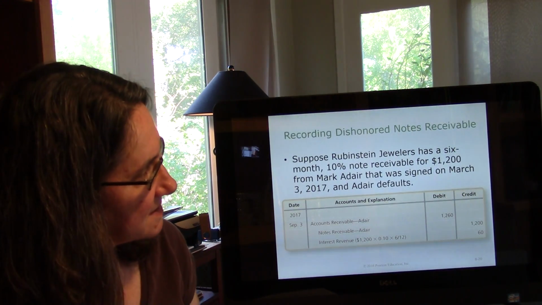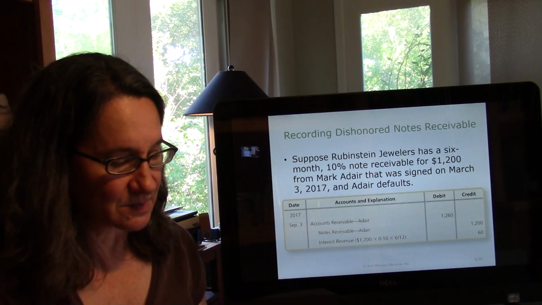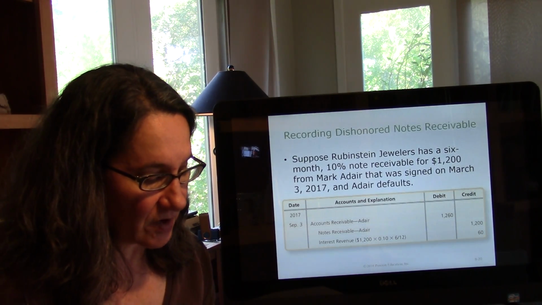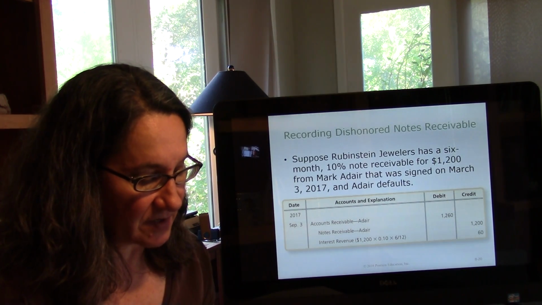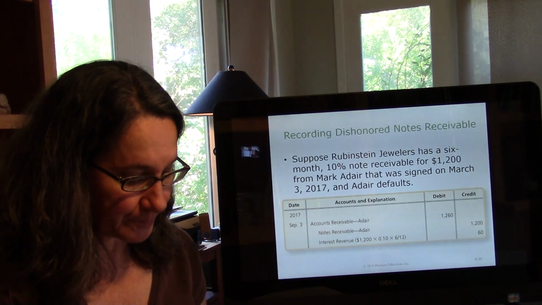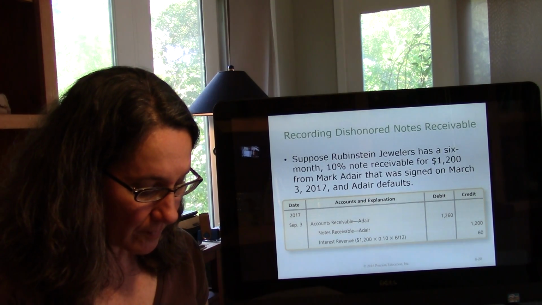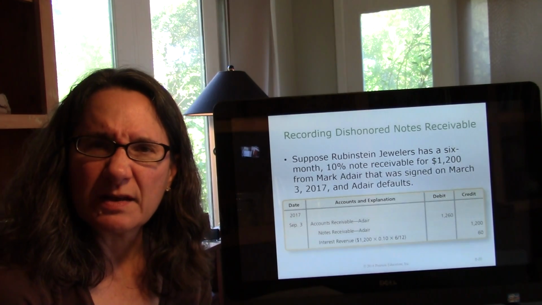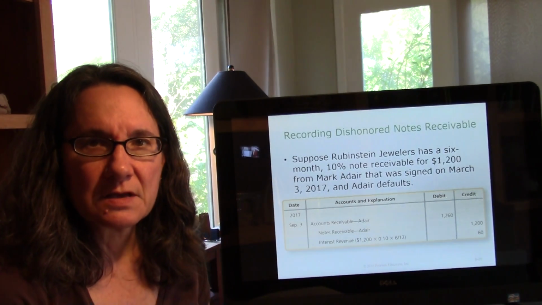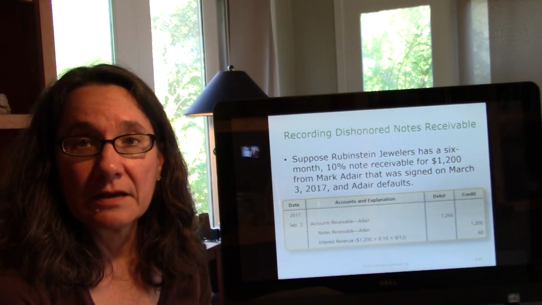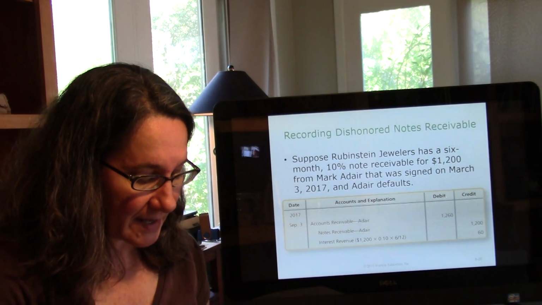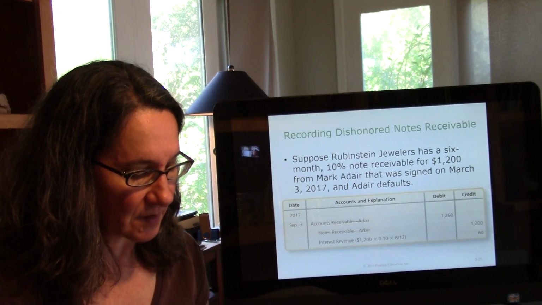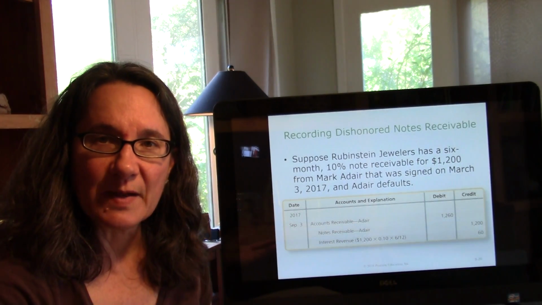Suppose Rubenstein Jewelers has a 6-month 10% note for $1,200 from Mark Adair that was signed on March 3, 2007, and Adair defaulted. So Adair came in and bought some jewelry, right? This happens a lot at jewelry stores. People buy stuff, then maybe they didn't pay. Well, you've got to write that off somehow. So we're going to transfer it over to become a receivable, because that accelerates its repayment, right?